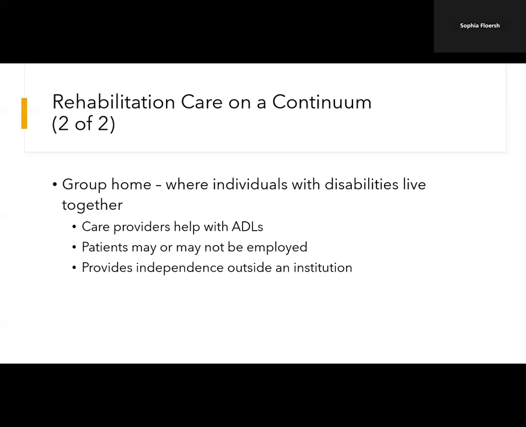We also have this thing called group homes where individuals with disabilities live together. Care providers can help with their ADLs. Patients may or may not be employed. So you can have group homes where some of the patients actually go to work. This provides independence outside an institution. So it definitely helps to get them back into society.